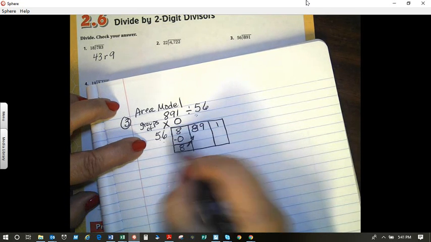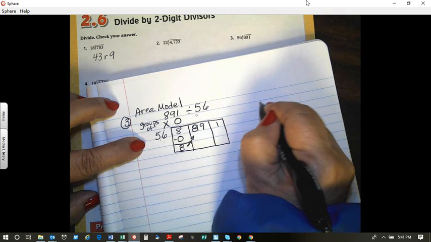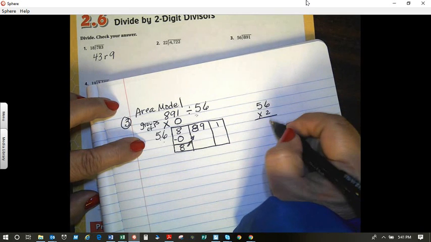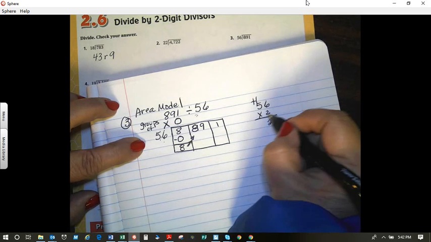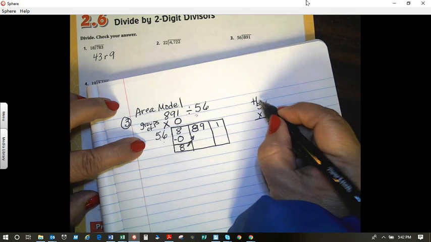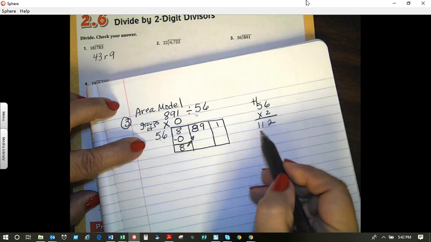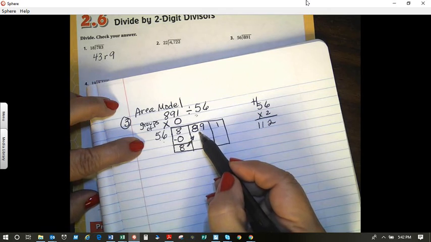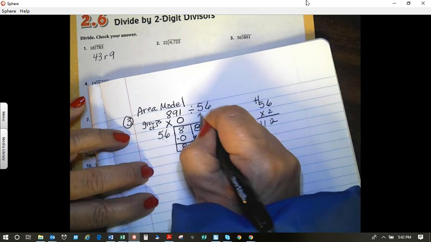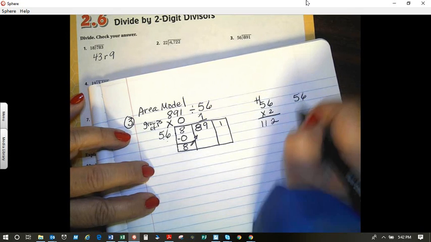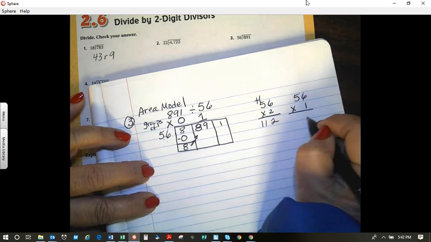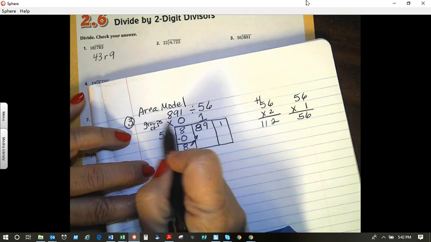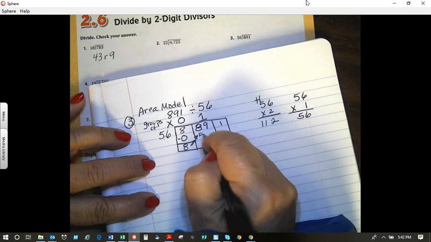Well, 56 is smaller than 89, but if I doubled it, it won't work out. And I'll prove it, because 2 times 6 equals 12. I regroup my 1. 2 times 5 is 10, plus 1 equals 11. And 112 is way too big than 89. It's above it. So it'll only be 1 time. Because for those of you that aren't seeing it, 1 times 56 equals 56. So it's going to be 1 group of 56 that can go into 89.